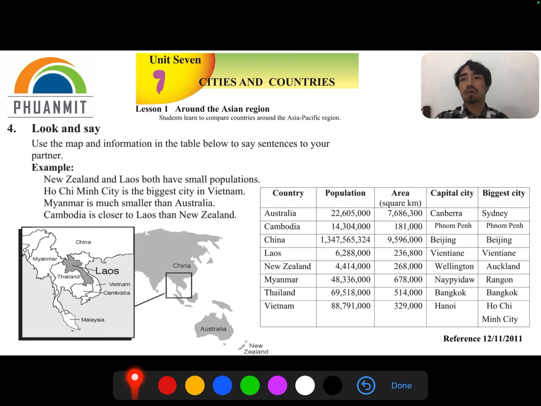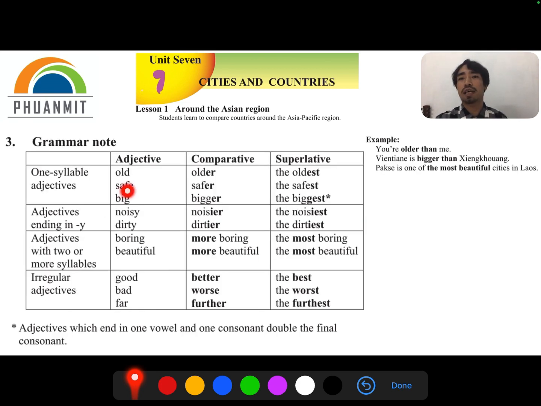or look here, safe, safer, the safest, or noisy, noisier, the noisiest. We learned that already, right? Okay, so if you are not very sure, go back and watch this video again.